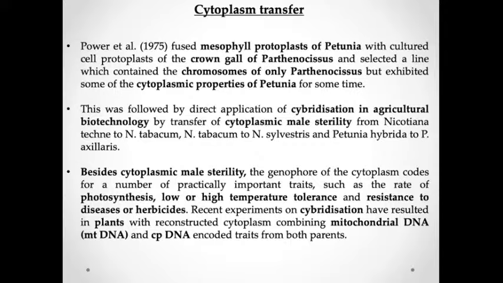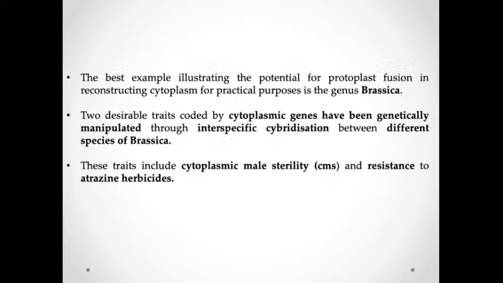Besides male sterility, cytoplasmic traits are used to check the rate of photosynthesis, higher temperature tolerance, and also resistance to disease and herbicides. Recent experiments on hybridization have resulted in plants with reconstructed cytoplasm, combining mitochondrial DNA and chloroplast DNA and coded traits from both parents.